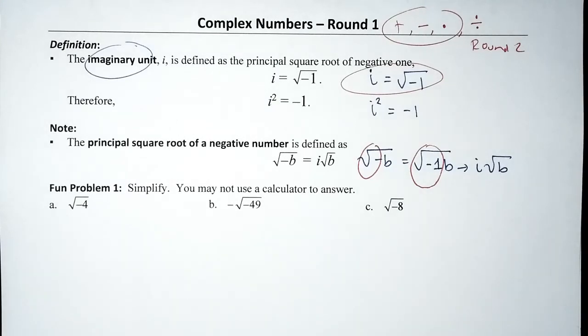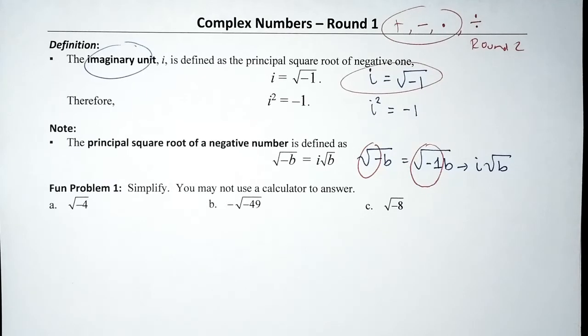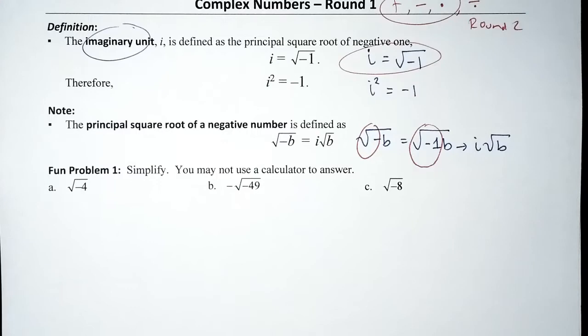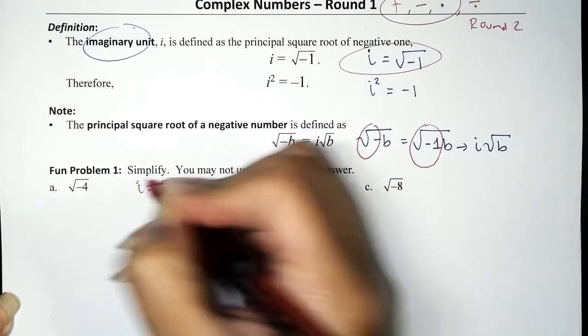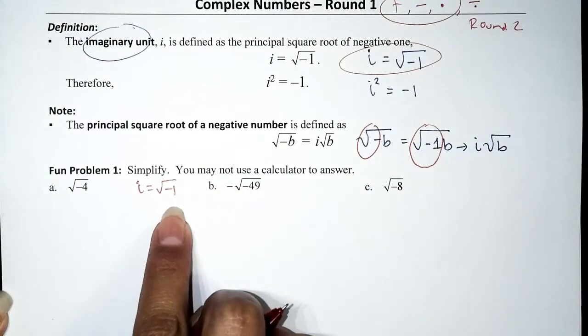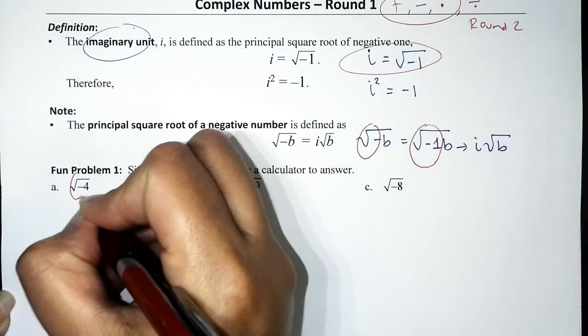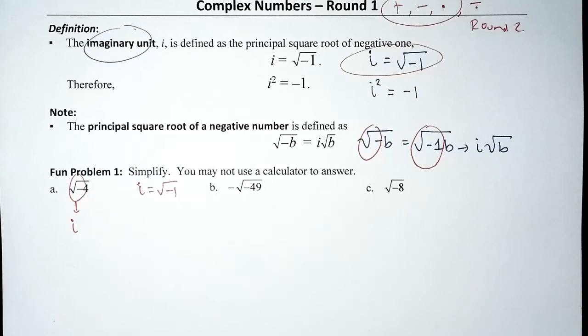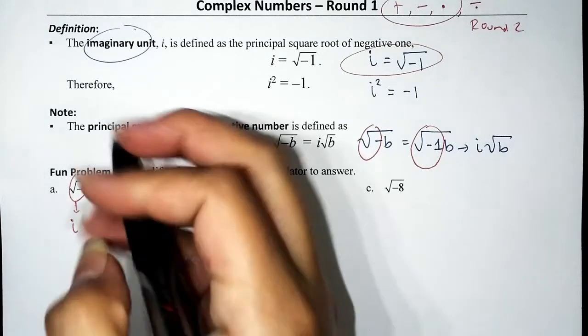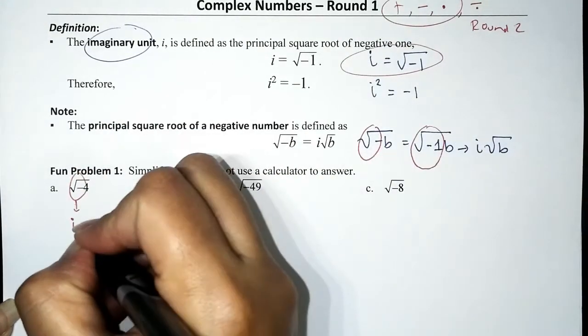Let's go ahead and knock out a fun problem, number 1. It says simplify. You may not use a calculator to answer. So let's do this. Square root of -4. Who knows what that is? I don't. The first thing we want to do is fix it so the radicand is positive. How? We're going to replace the square root of -1 with the imaginary unit, or just say replace it with i. So we have square root of -1, we're going to swap that out for i, or the imaginary unit, and that will leave us with the square root of 4.